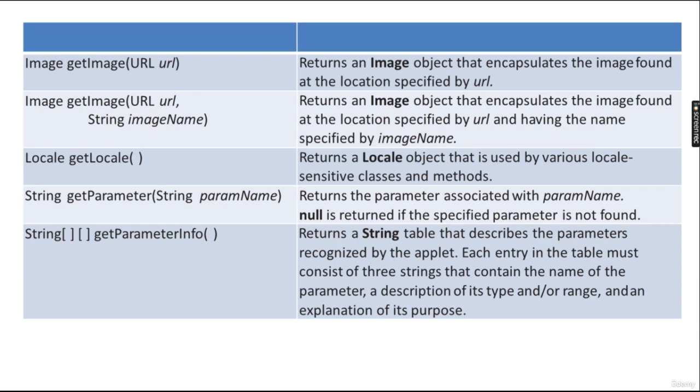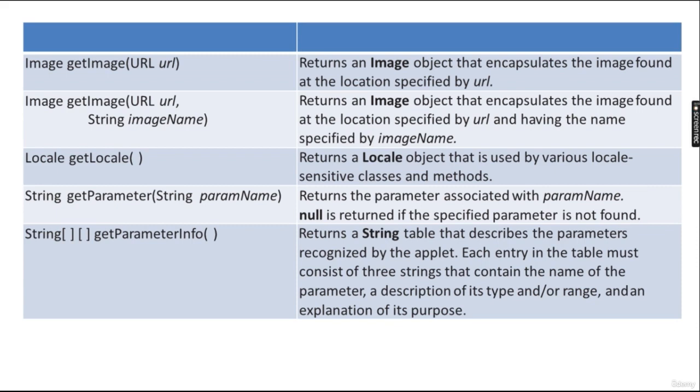Then Image getImage(URL) returns the Image object that encapsulates the image found at the location specified by URL. Image getImage(URL, String imageName) returns an Image object that encapsulates the image found at the location specified by URL and having the name imageName. Locale getLocale returns a Locale object that is used by various locale-sensitive classes and methods. String getParameter(String parameterName) returns the parameter associated with parameterName. Null is returned if the specified parameter is not found.